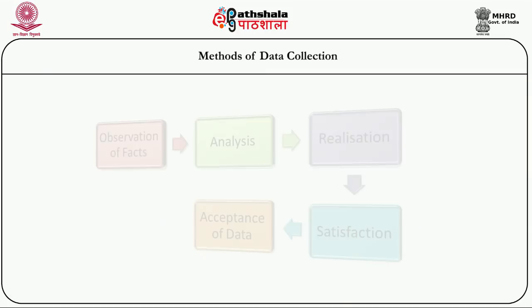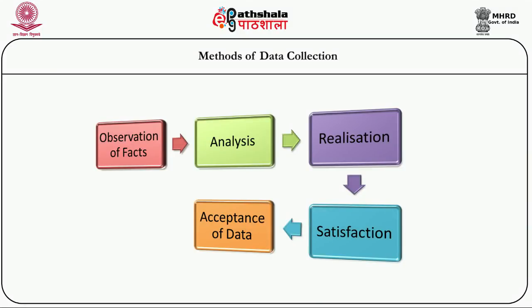In empirical method, the data processing is aligned in a particular direction. First, the researcher has to observe the facts. After analyzing those facts through the scientific process, he realizes with his satisfaction as to the existence of fact, and after his satisfaction the data can be accepted for research purpose. Empirical method is a factual investigation and philosophical conclusion. Facts are observed, analyzed, realized, and after their due satisfaction accepted and processed for the research purpose.